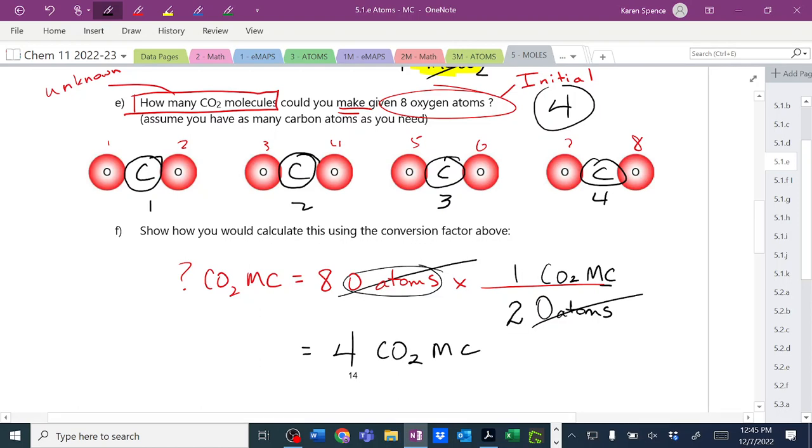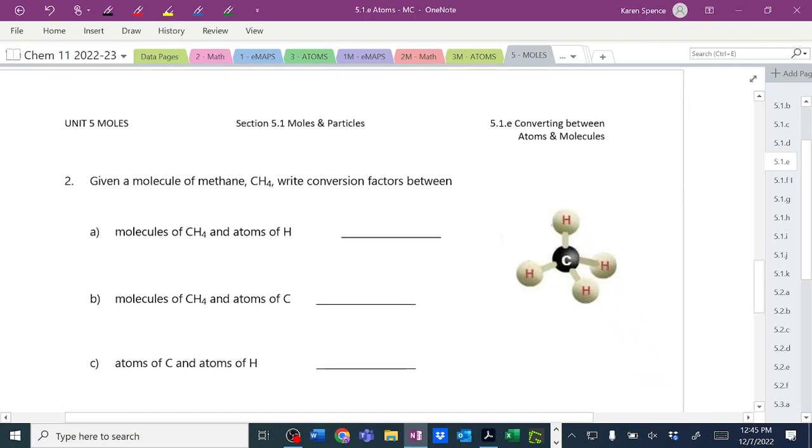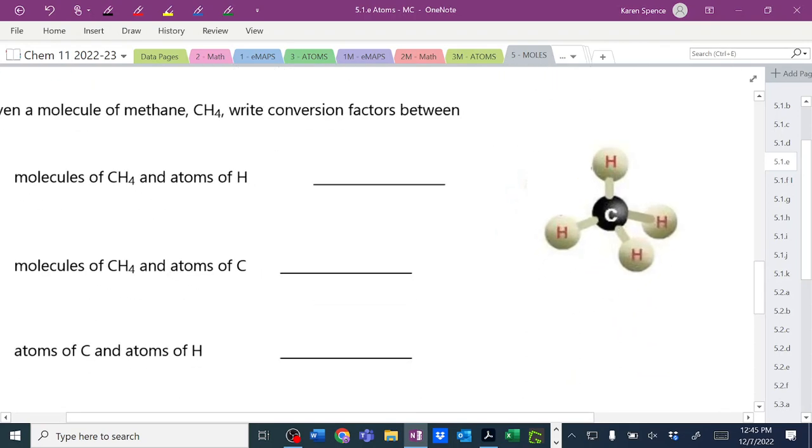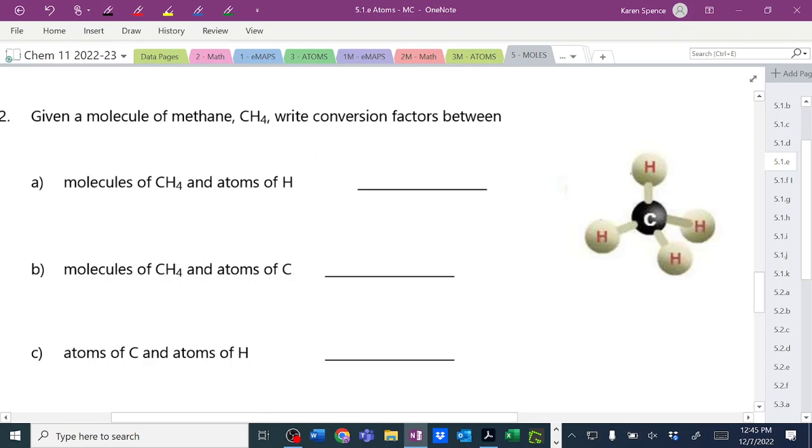Can I scroll? Nobody's saying no, so I'm going to say yes. Okay, we have a molecule of methane here. Here's methane, and its formula is CH4. We are going to write conversion factors between molecules of methane and atoms of H. So how many atoms of H do we have for every molecule of CH4? 4.